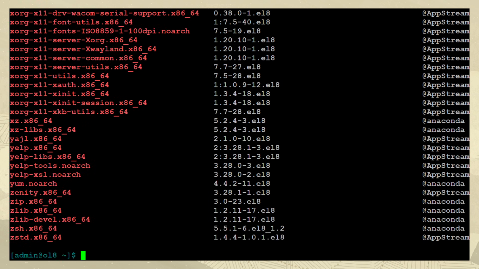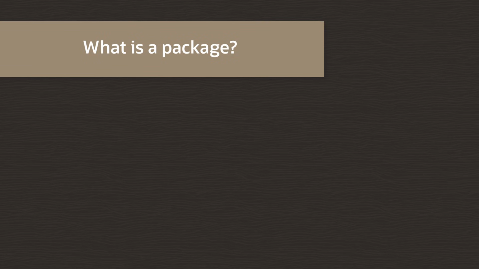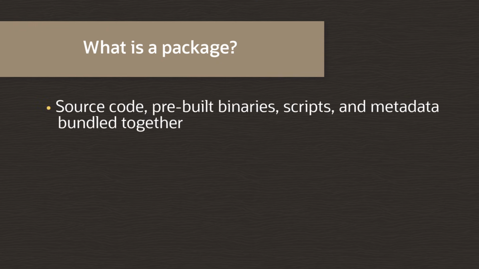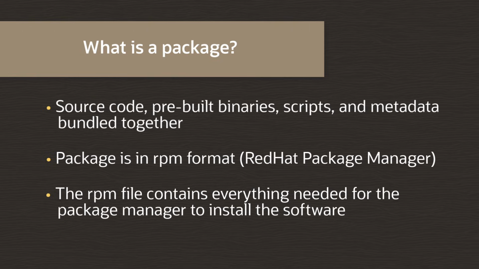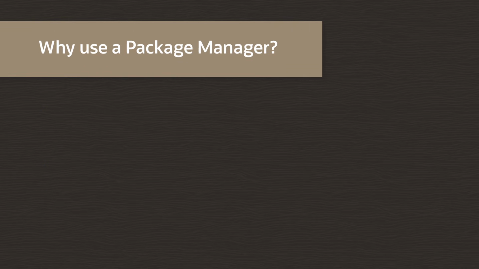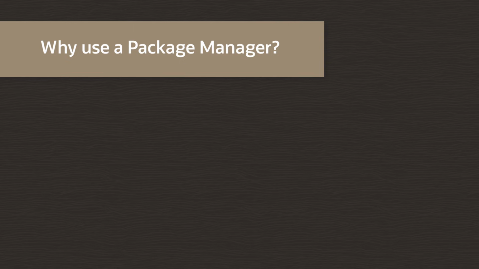Let's take a quick look at using the package manager by having it show us what's currently installed on the system. In the terminal, enter the command dnf list installed, and we see a long list of packages that are installed on the system. But what is a package? It contains source code, pre-built binaries, scripts, and metadata all bundled together. The package is an RPM format, which stands for Red Hat Package Manager. The RPM file is like a zip file that contains everything needed to tell the package manager how to install the software.